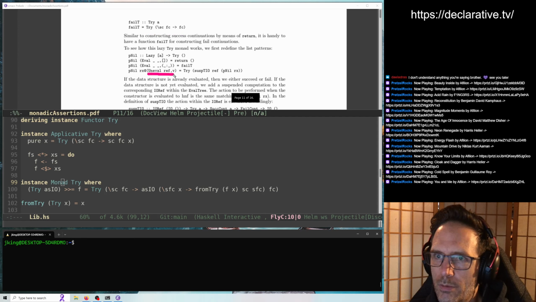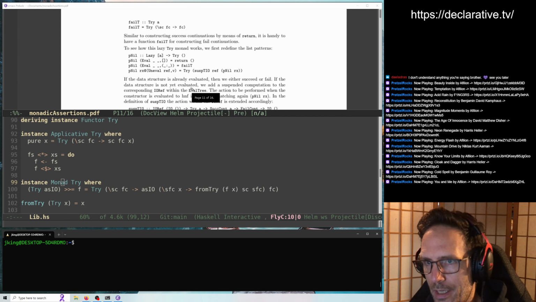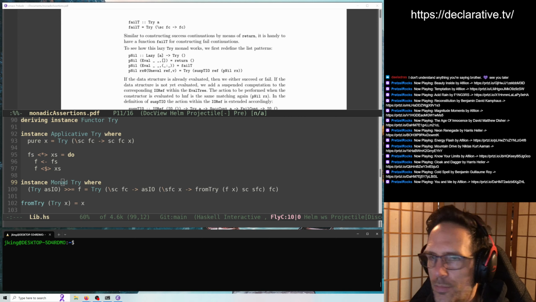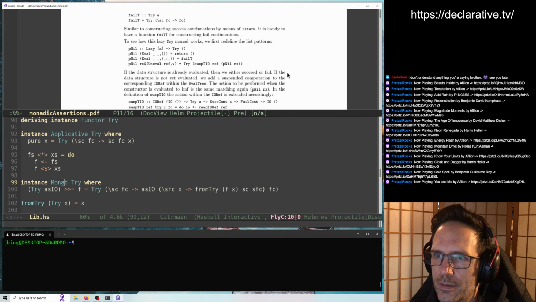We have one ref here that we pull out, and we construct a try with suspend, which is fine here because ref is an argument to suspend. And so we don't actually try to run that action in an IO context. We pass it forward pretty much untouched here.